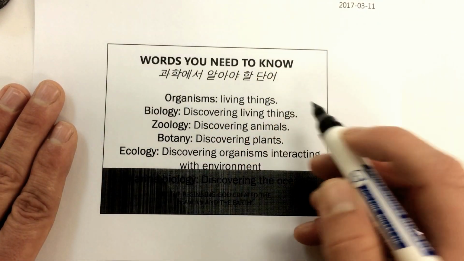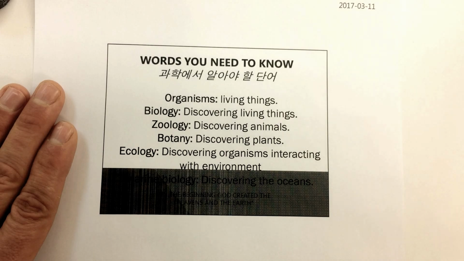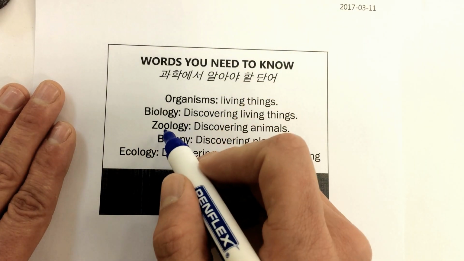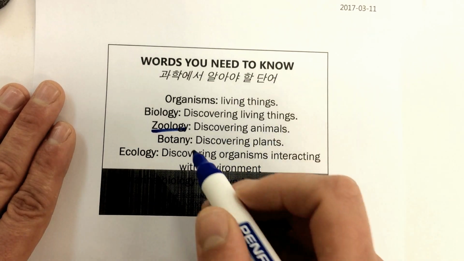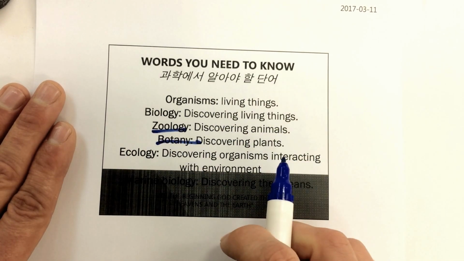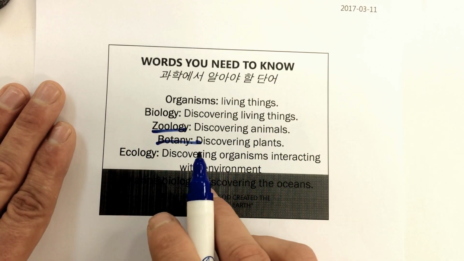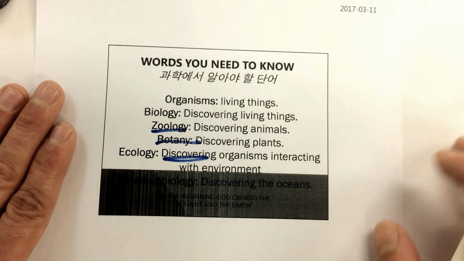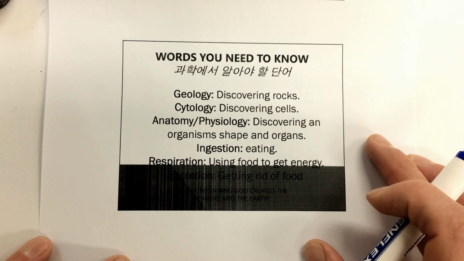An organism is a living thing. Biology is the study or discovering living things. Zoology is the study of animals. Botany is the study of plants. Ecology is the study, or I say here discovering, it's discovering organisms interacting with their environment.